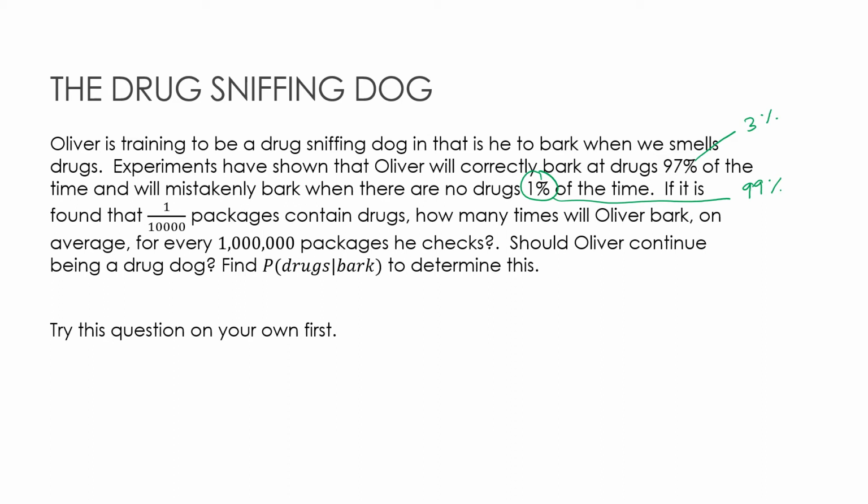So then I'm asking you to find the probability that, given there are drugs, he barks, to determine this. So there's a lot going on in this question on purpose. If you've taken MA215 recently, this type of question might look familiar to you. If you haven't, that's okay too. I want you to press pause and try this question on your own. When you're ready, press play, and we're going to go through it together.